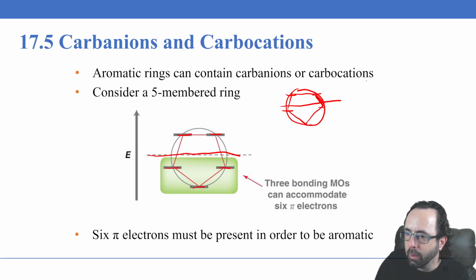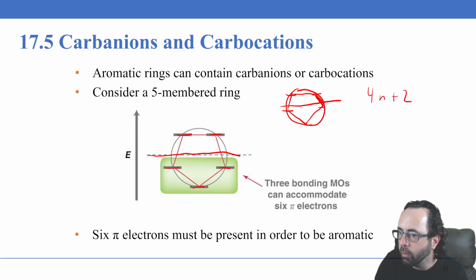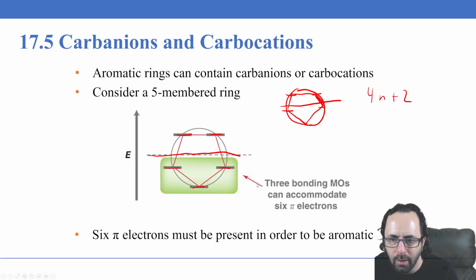Because remember, when we look at Hückel's rule, we have 4n plus 2. So if the n is 0, that would be 2 electrons. If the n is 1, that's 6. So we'd have to have 6 here for this to be an aromatic ring. So how might we have 6?